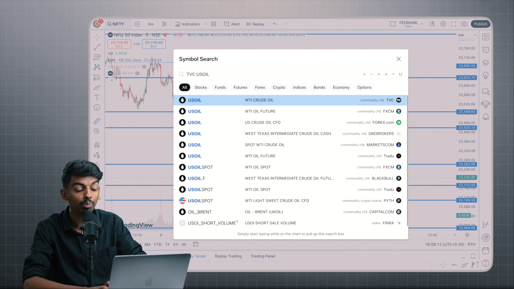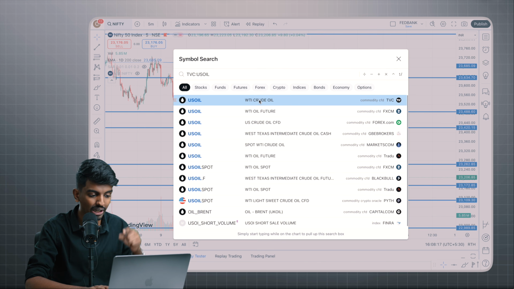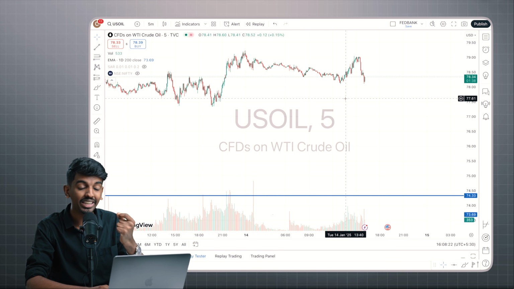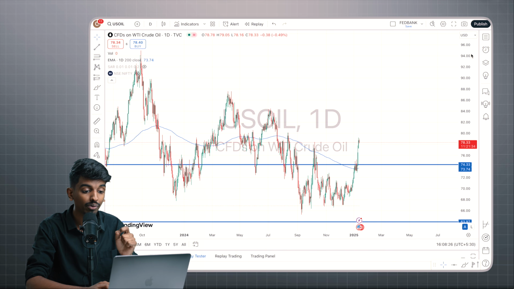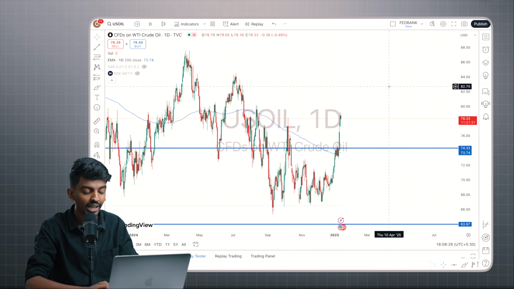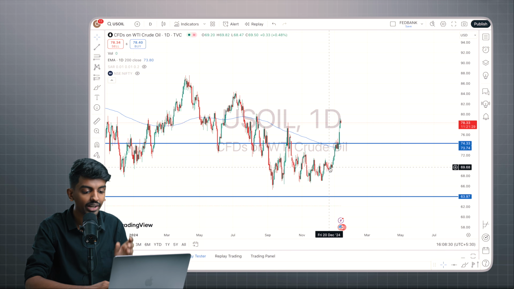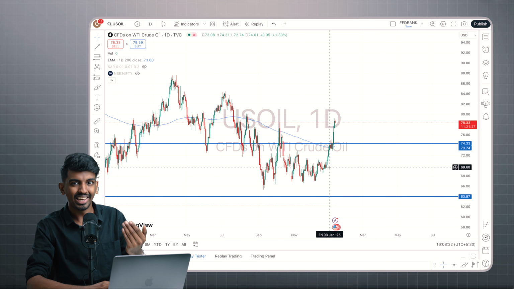And you can see WTI crude oil. Okay, that is what this is, WTI crude oil. You can click on it and immediately you'll be shown the graph of WTI crude oil. Okay, this is what you have to understand. Super important. I've changed into the daily chart and you can see how volatile it is, right?